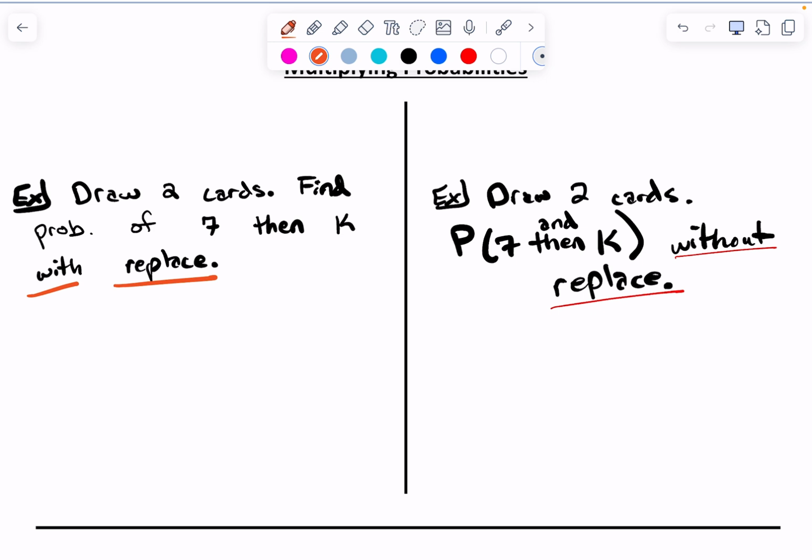Why does my red kind of look like my orange? Okay, are we ready to answer these questions? No.